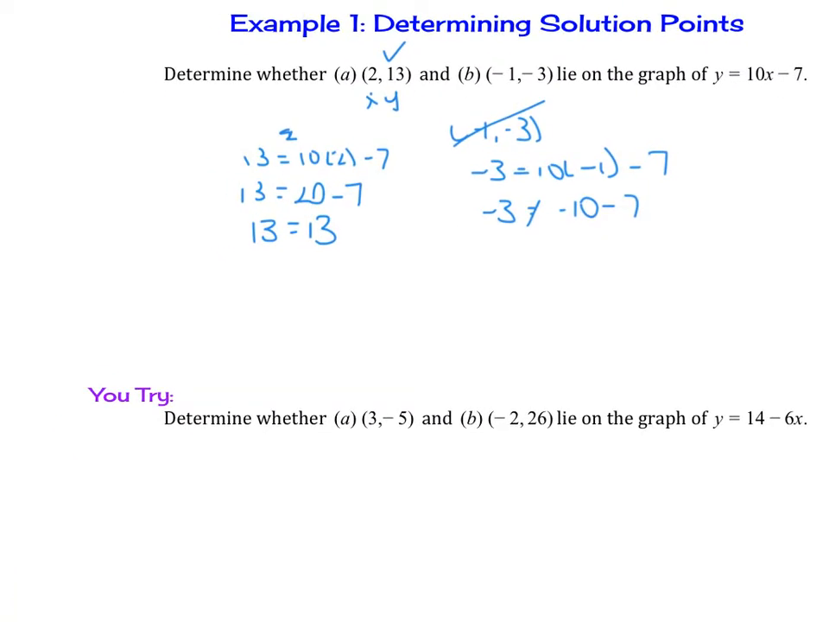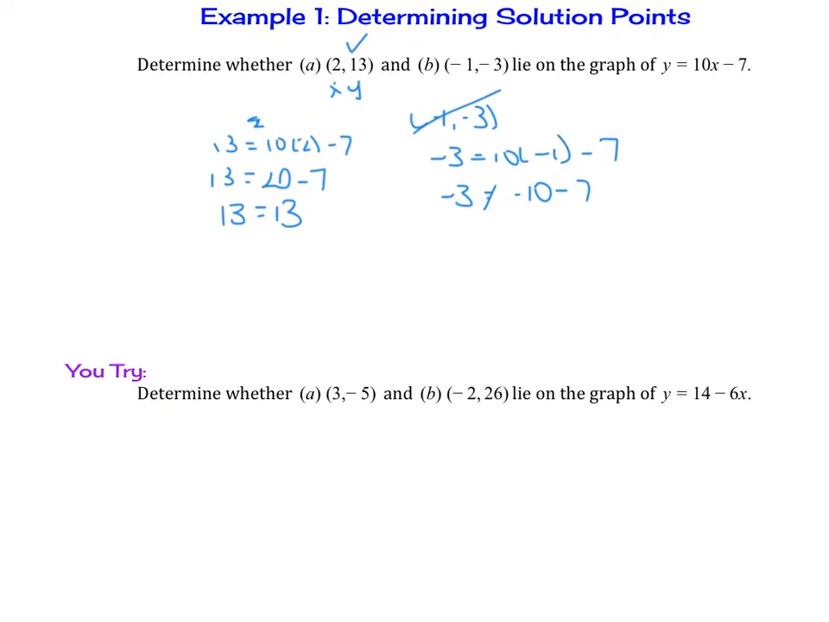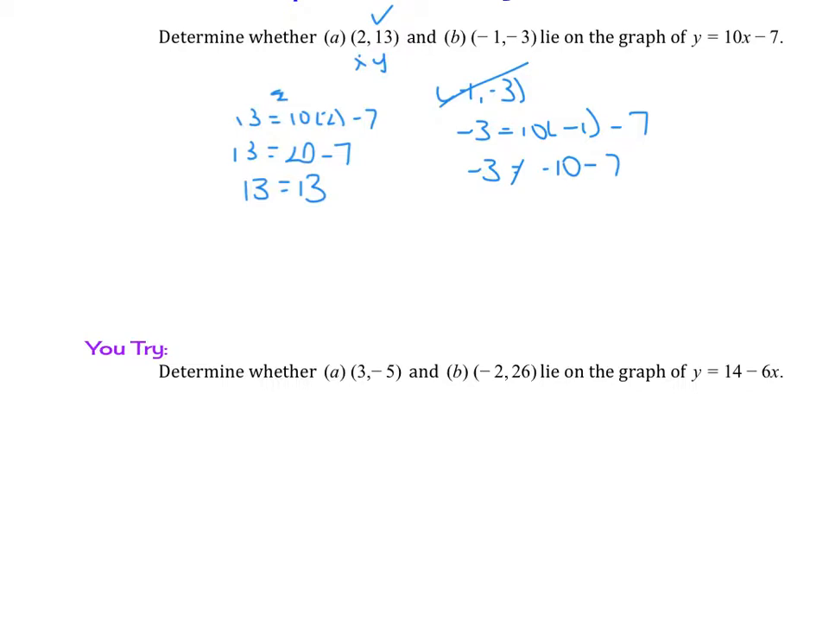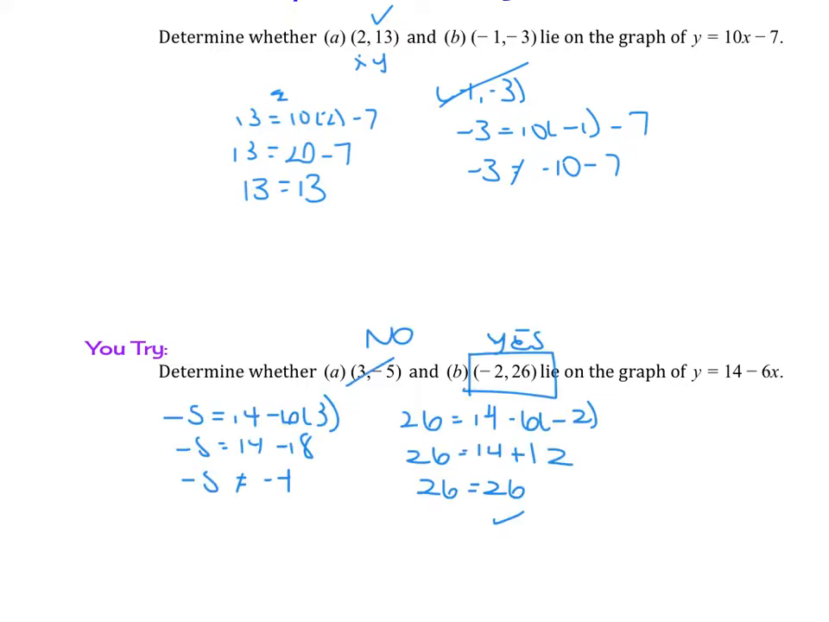So go ahead and try this example. Determine whether (3, -5) and (-2, 26) lie on the graph of y equals 14 minus 6x. Go ahead and pause the video and I'll show the answers when you come back. Okay, if you tried it out, the first one is no. You get -5 does not equal -4, and then the second equation does work out.